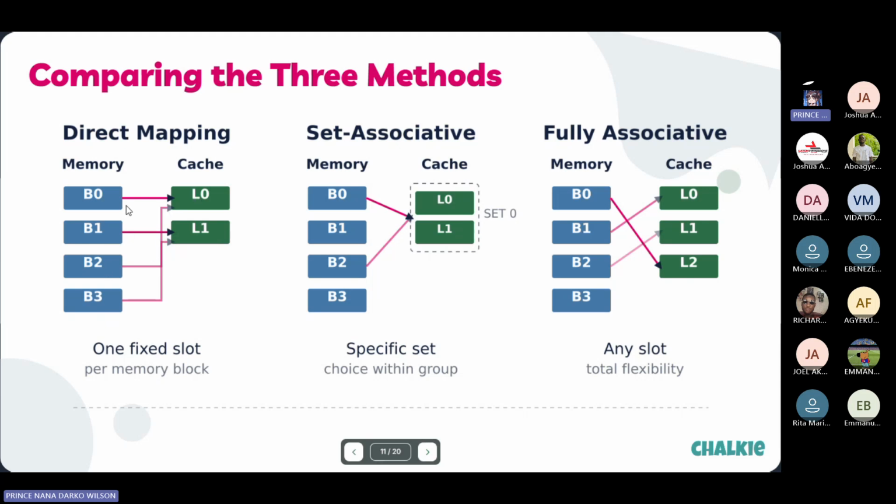So what this means is if B0 is accessing this and then B3 also wants to access this, one has to leave for the other to stay. Can't have it both ways. So, one fixed slot per memory block.